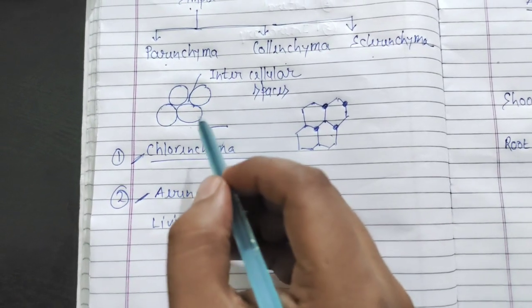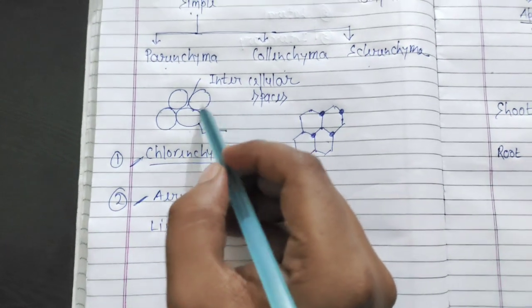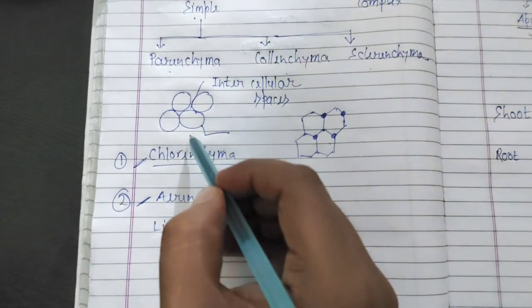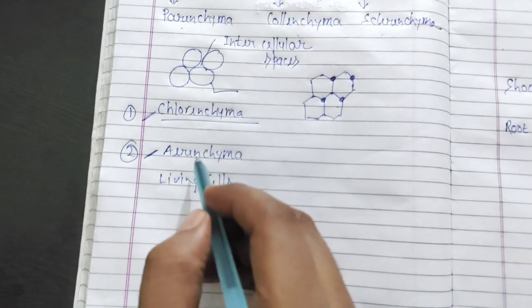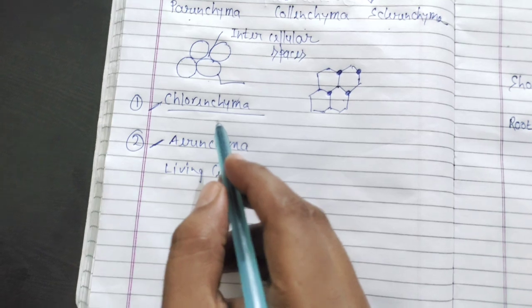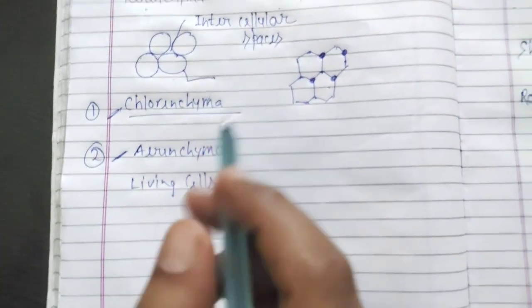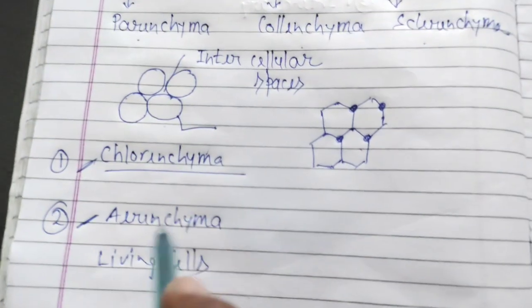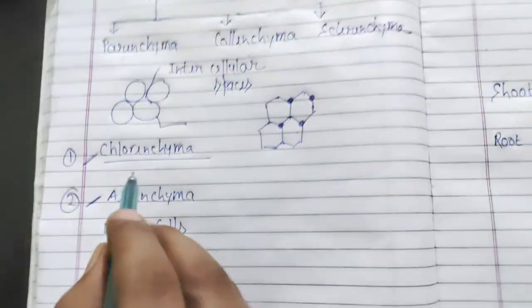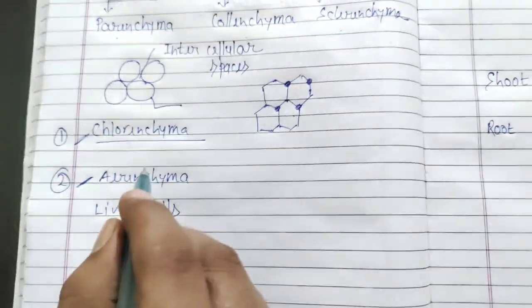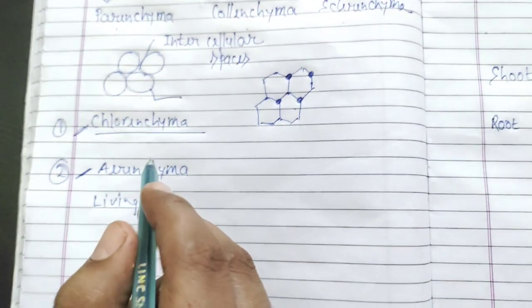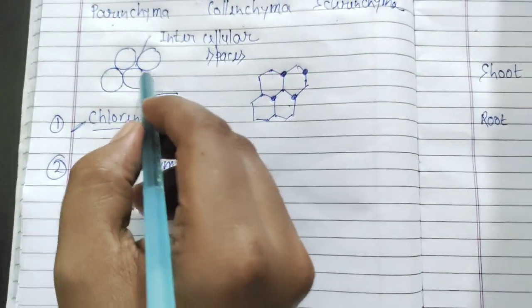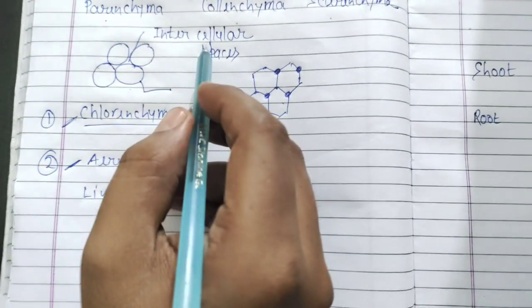If we talk about parenchyma, parenchymatous cells are thin walled and have intercellular spaces. The types of parenchyma are chlorenchyma and aerenchyma. Basically two types are given in your textbook. Chlorenchyma cells make food and have the power of photosynthesis. The word chloro came from chlorophyll. The cells that have chlorophyll and are able to perform photosynthesis are termed chlorenchyma, and they are thin walled and have intercellular spaces.